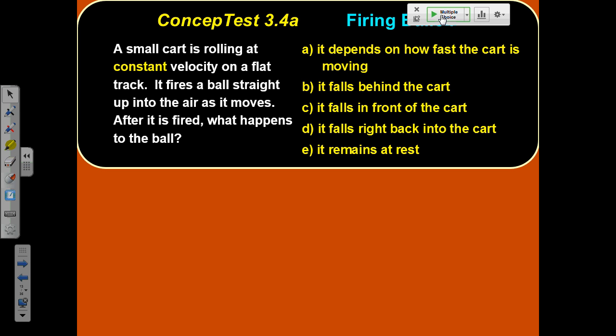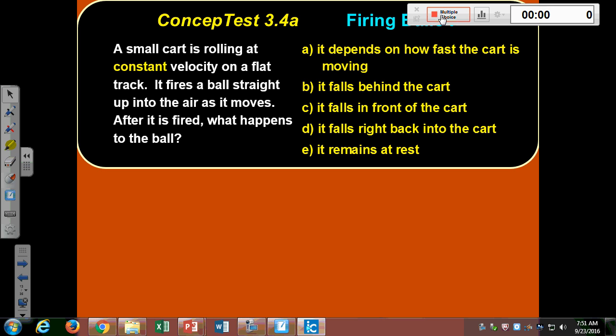Okay, so 3.4a. We did not do this one. All right, let's try this. A small cart is rolling at a constant velocity on a flat track. It fires the ball straight up into the air as it moves. After it's fired, what happens to the ball? So what's happening here is I have a cart. It has a little cannon in it. It takes a cannonball and it shoots it straight up. And the cart is moving at a constant velocity.